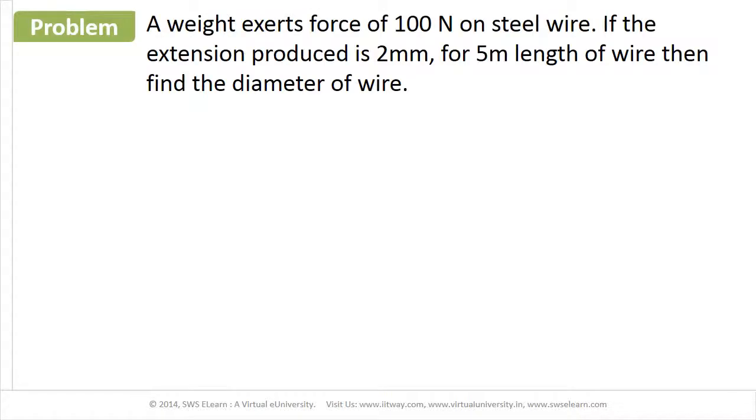Problem. A weight exerts a force of 100 Newton on a steel wire. If the extension produced is 2 mm for a 5 meter length of wire, find the diameter of the wire. The Young's modulus is given as 2 into 10 raised to 11 Newton per meter square.